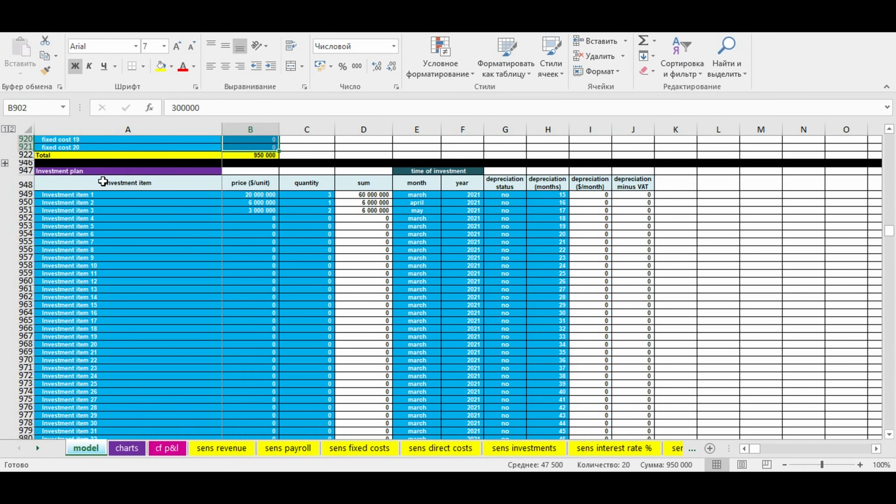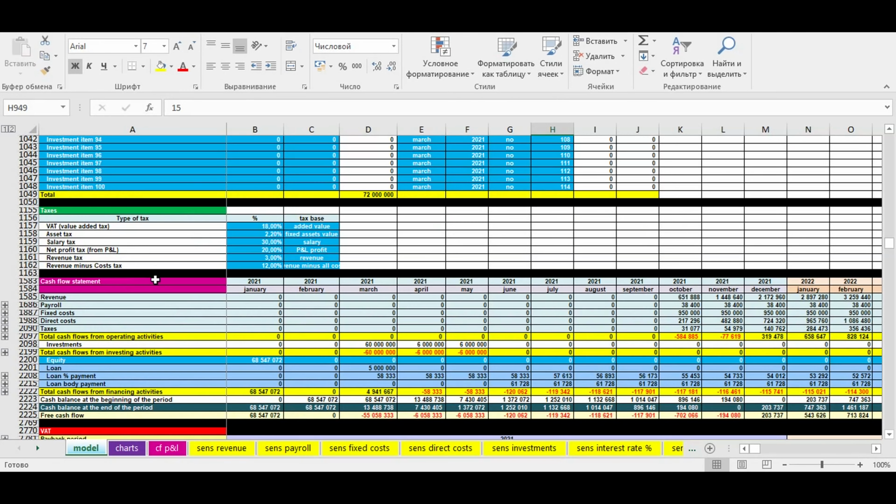Then we move to one of the main blocks of inputs, investment plan. Here we can specify what items we invest in, what is the price of this item, how many items we buy, and when we buy this or that item, month and year. Also, we have a depreciation. For the item, we can set a depreciation status and enter the period of depreciation in months.